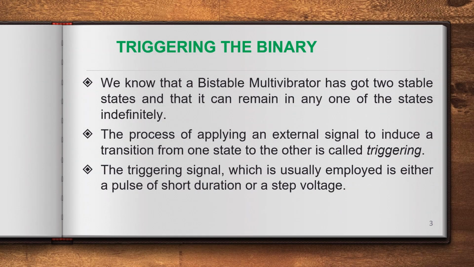Triggering the bistable multivibrator. We know that a bistable multivibrator has two stable states and that it can remain in any one of the states indefinitely. The process of applying an external signal to induce a transition from one state to the other is called triggering. The triggering signal which is usually employed is either a pulse of short duration or a step voltage. You can apply a pulse or a step.